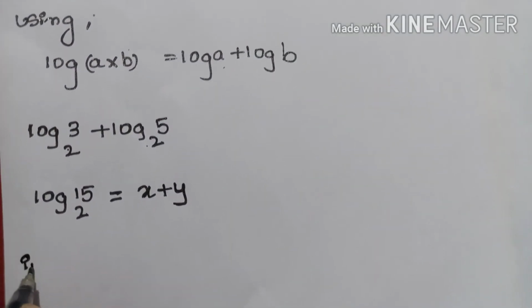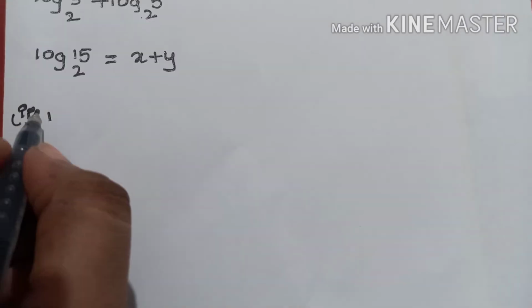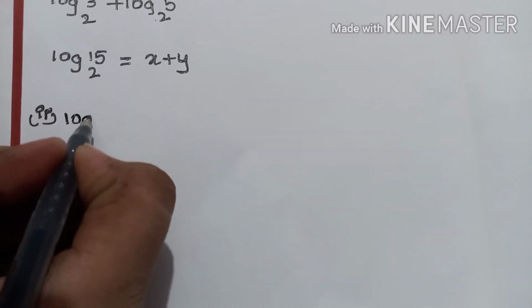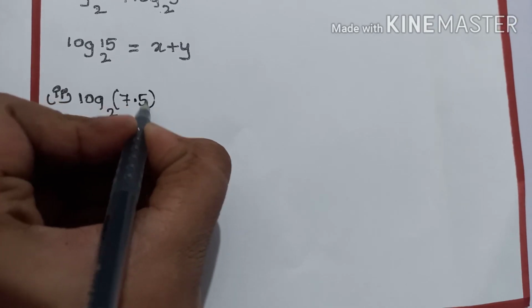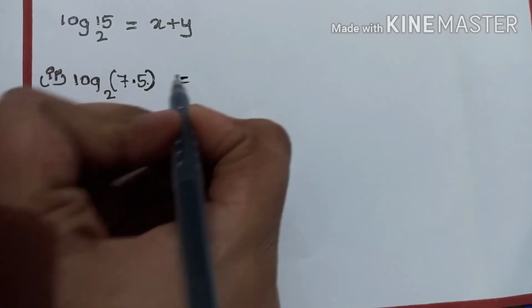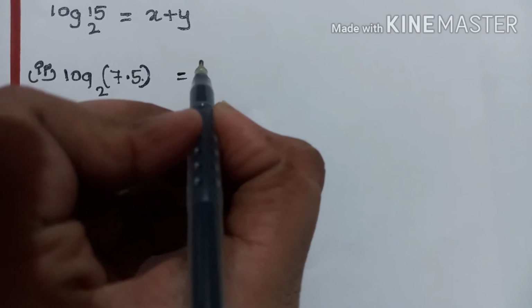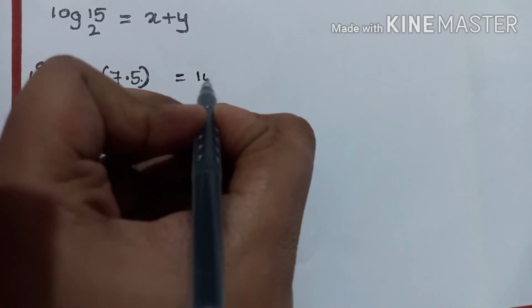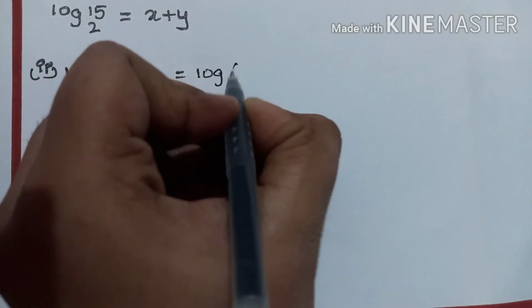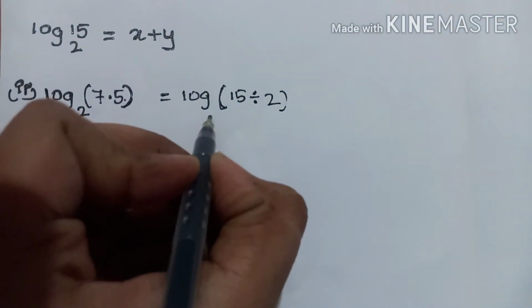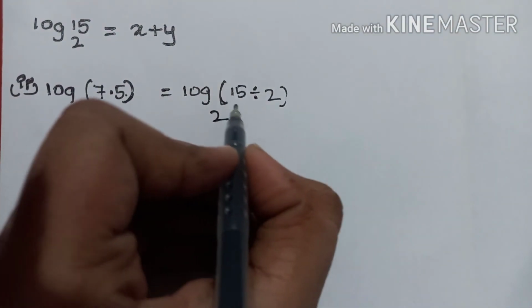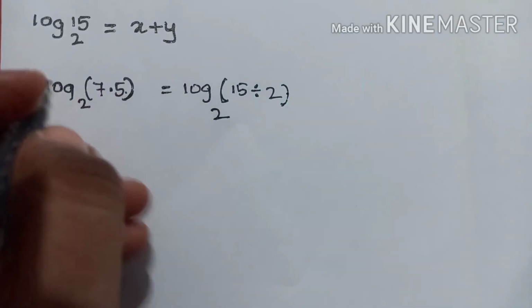And now the second question. Now the second question in terms of 7.5 in terms of decimals. So we know that 15 divided by 2 is 7.5. So log 15 divided by 2 to the base 2. This can be expressed as log 15 divided by 2 to the base 2.